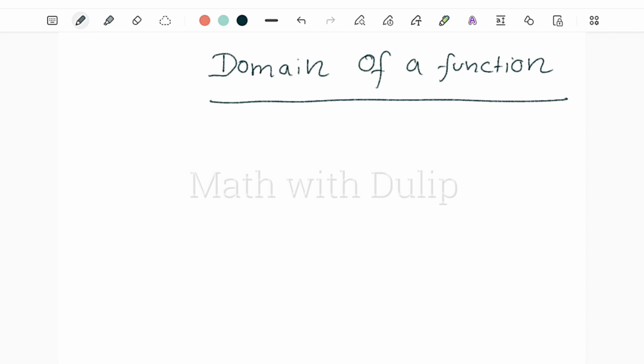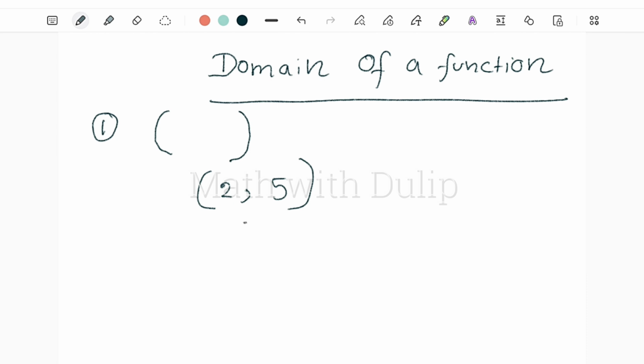In this session, I'm going to talk about the domain of a function. Before starting anything, I would like to show you some important things. Number one, look at that. We use parentheses, and for example, if I use (2, 5), it means that the 2 and 5 values are not included in this range.